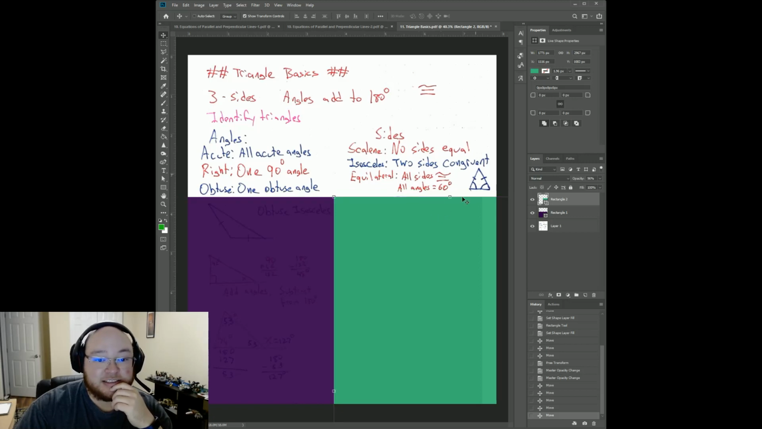So this is an isosceles triangle. That's why it's the color blue. And so, tick marks, tick, tick. And then these two angles are called the base angles. They're also congruent. So, isosceles.